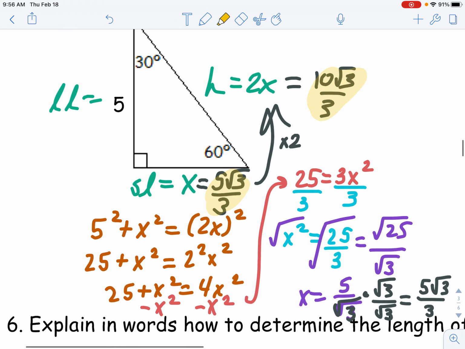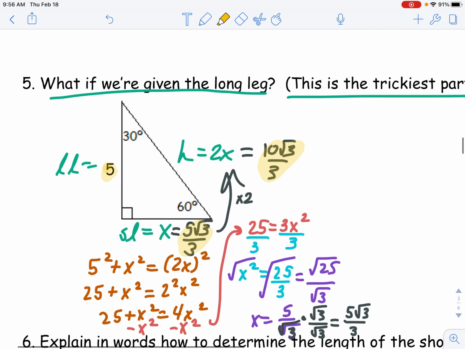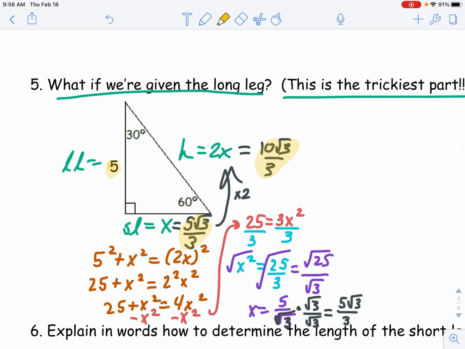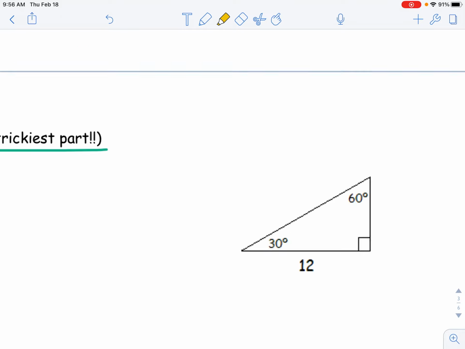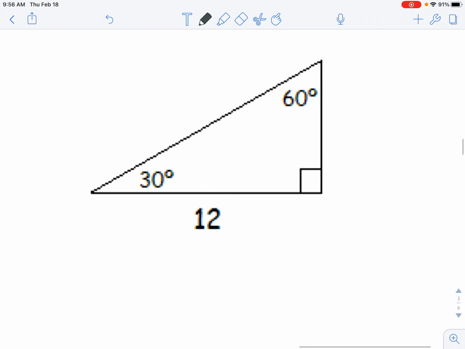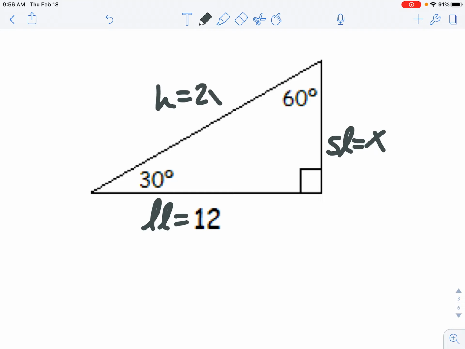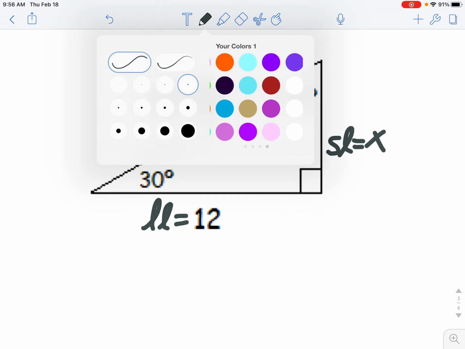Insane math. So long leg was 5, then we had 5 radical 3 over 3, and 10 radical 3 over 3. A little bit brutal, but let's just do it again. Worst case scenario, we're just getting better at math. So long leg 12, short leg x, hypotenuse 2x, because the hypotenuse is double the short leg. Cool beans.